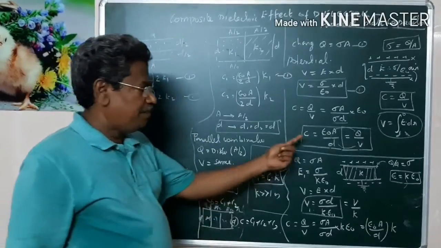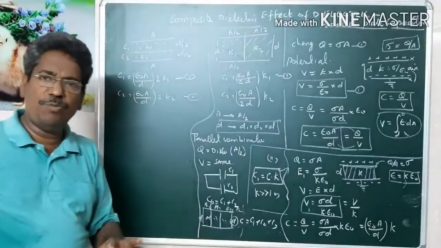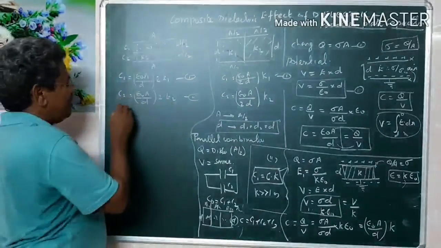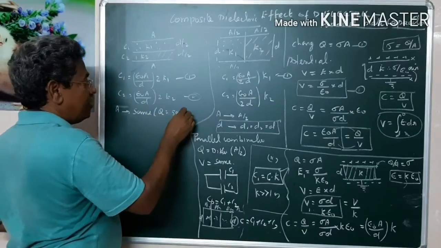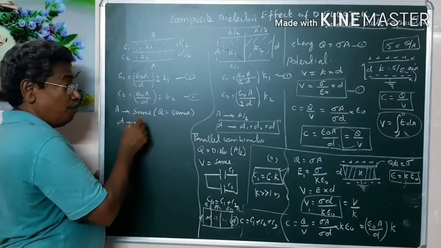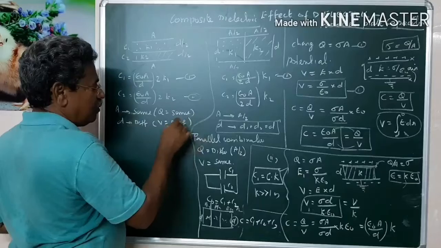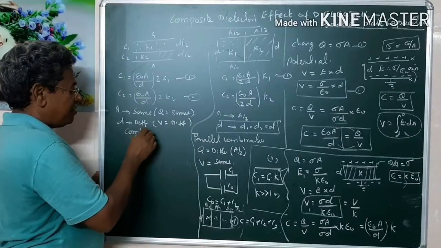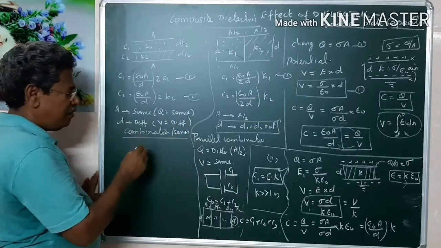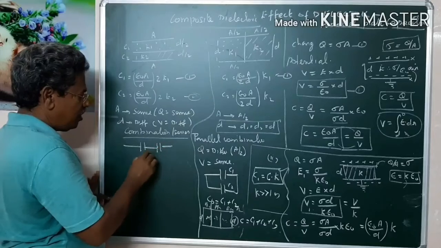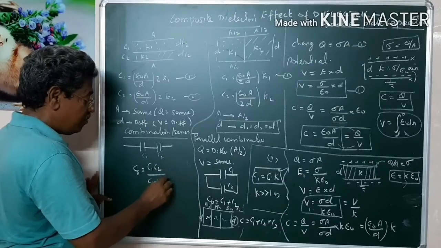But again you come here. Whenever the area does not change, the charge will not change. When the charge does not change, they are in series combination. In this case A is the same, so the charge will remain the same. But the distance between the two is different, therefore the potential will be different. When the potential is different, this combination is series. For a series combination, this is C1 and this is C2, both in series. For this combination, C is equal to C1 C2 by C1 plus C2. That's all.